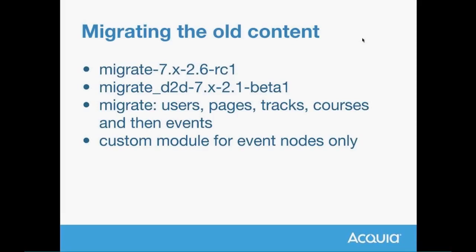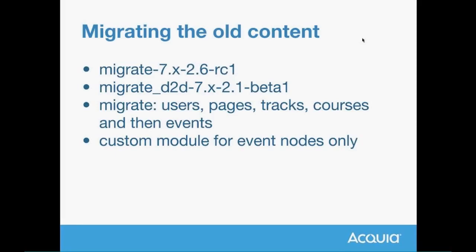So the way we did the migration is we initially first migrated our users across. What that does is it allows the old user IDs to be mapped to new user IDs, so that when we import our content, say Joe Schmo created a page or a course or an event or something, his new user ID, which is probably going to be different in the new site, will then get correctly assigned to the node, so you don't lose your authors for the various bits of content.